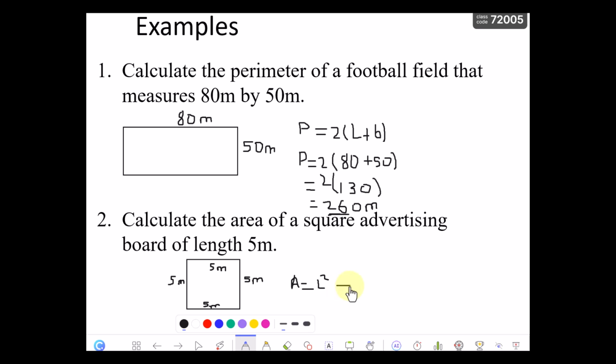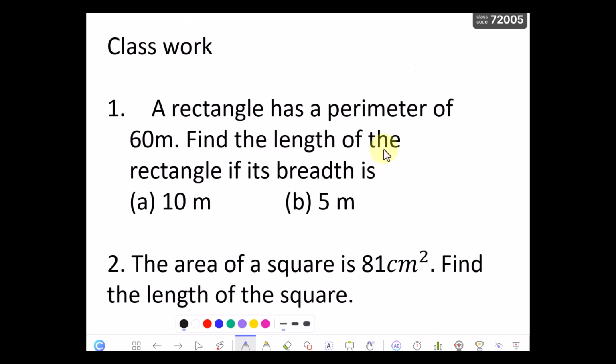And what is the meaning of that? It means multiply L by itself, so that is L times L. If I substitute the value of the length, which is 5, into the formula, I'm going to have 5 times 5, and 5 times 5 is going to give me 25. So this is what we did in class today. And the unit is 25 square meters. By the time you understand this example, you can do the classwork.